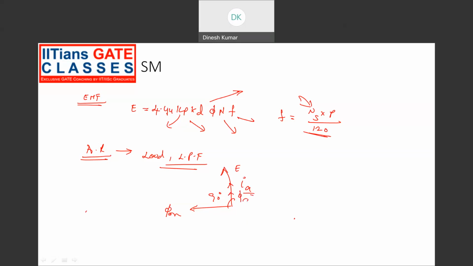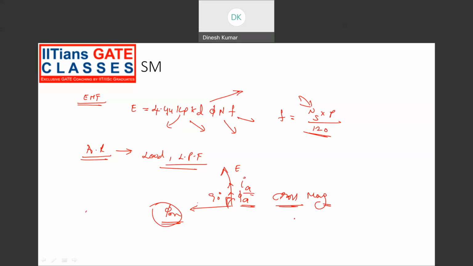That gives the armature flux. If you see here, the armature flux is 90 degrees apart from the main flux phi m. So this kind of effect is called a cross magnetization effect. So in case of a generator, the effect of armature reaction for a resistive load is cross magnetization. Suppose you take a motor, still it will be cross magnetization.